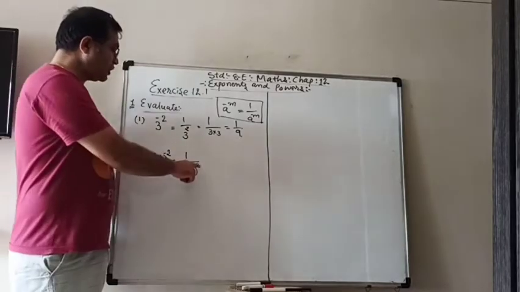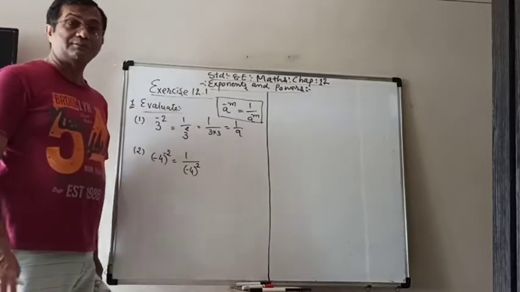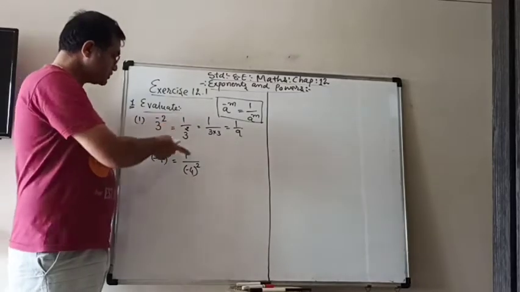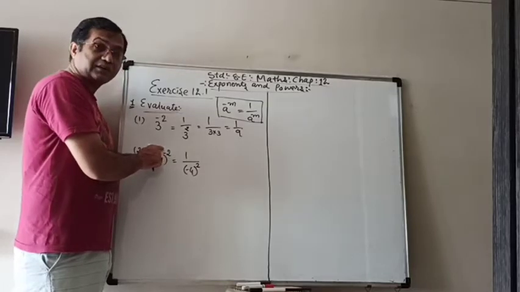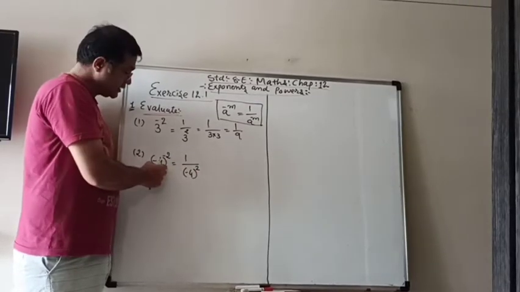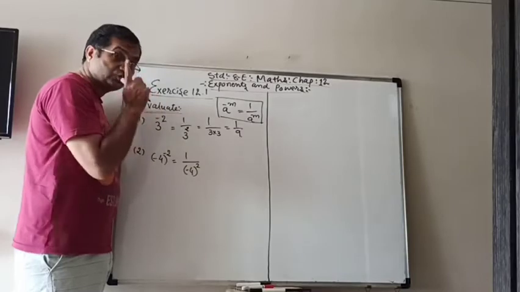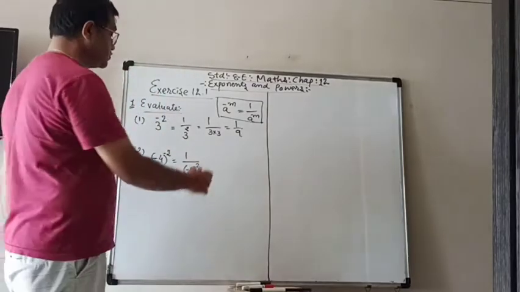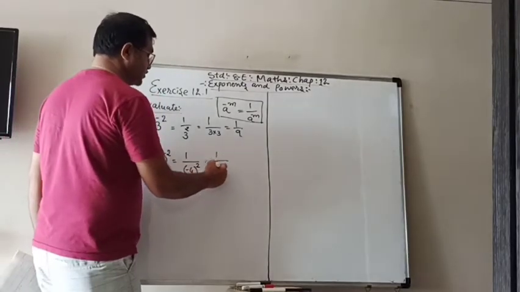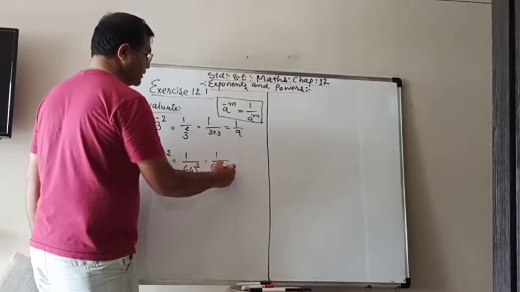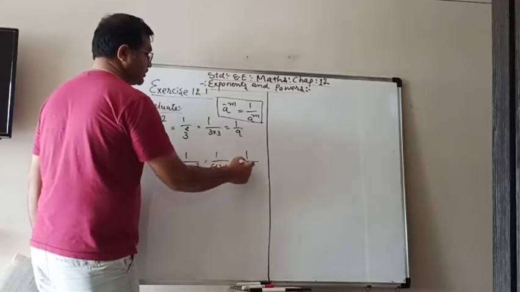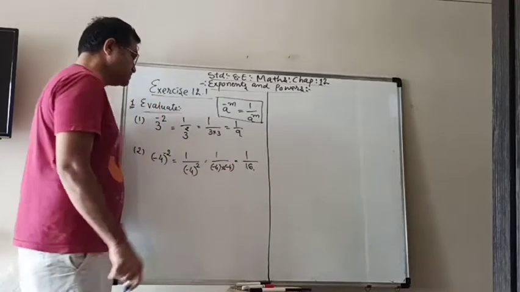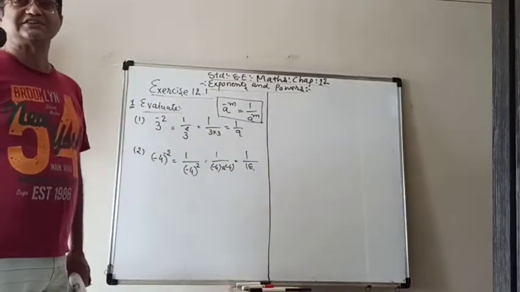But if it is an odd power, then there will be a problem. So only when you take it in the denominator, your power becomes positive. If the base is negative, it will remain negative. And therefore it is 1 upon minus 4 multiplied by minus 4. And minus minus becomes plus here. So the answer is 1 upon 16.